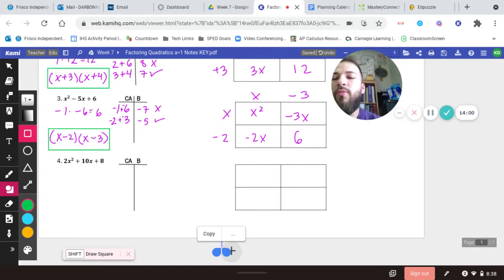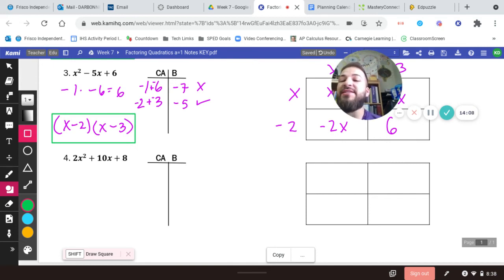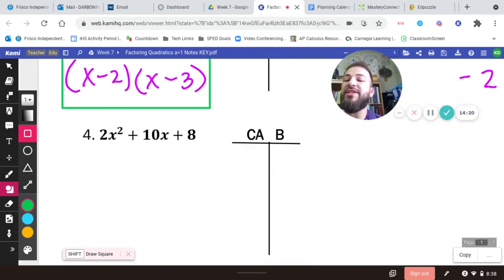All right, let's look at one more today. We have 2x squared plus 10x plus 8. Okay, so remember, first step is we always want to check for a GCF. And this time we have 2, 10, and 8. You might notice that we do have a GCF. Okay, all of these numbers are even, which means they're all divisible by 2. And so 2 could be my GCF.